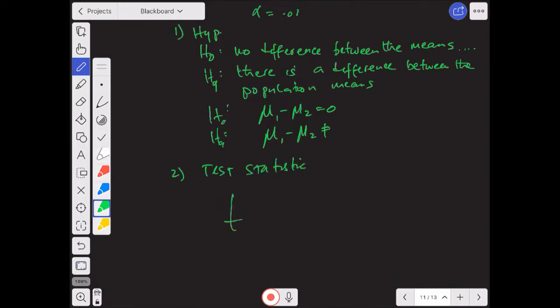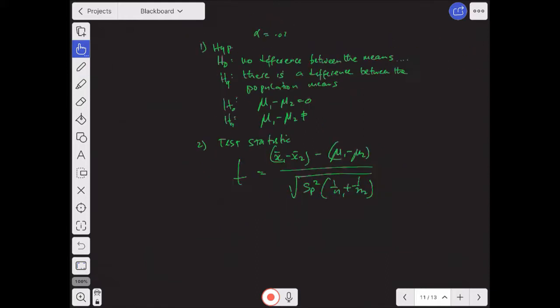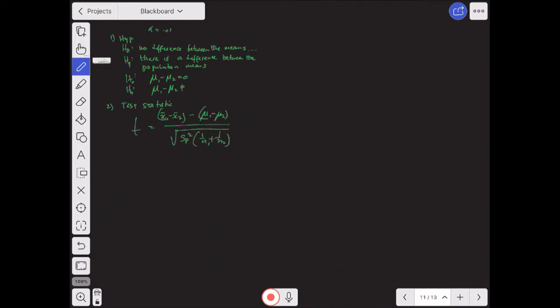The test statistic is simply t is equal to x bar 1 minus x bar 2 minus mu1 minus mu2, right? So it's always the sampling error on the top. Sampling error is the sample statistic minus population parameter divided by the standard error. And for this case, we have SP squared, 1 over N1, 1 over N2. All right, so we already know that. Let us move on and come up with the decision rule.